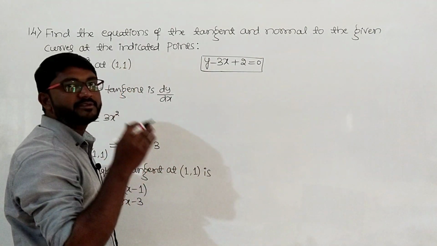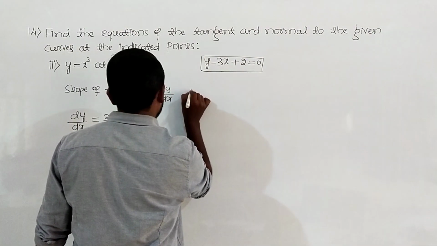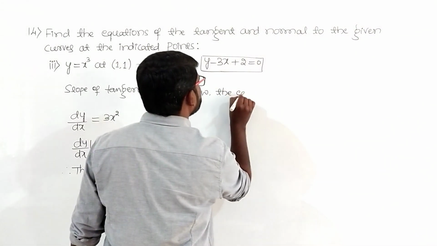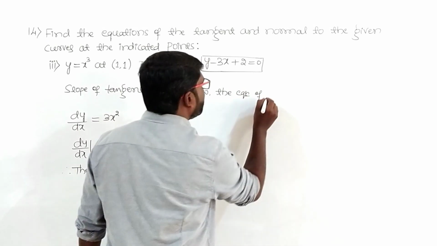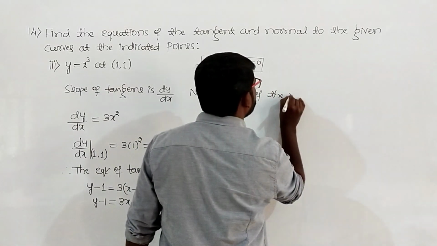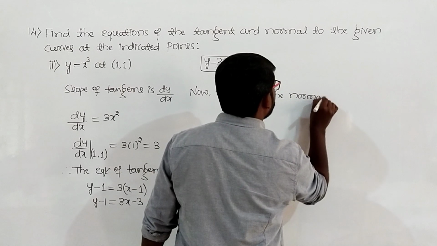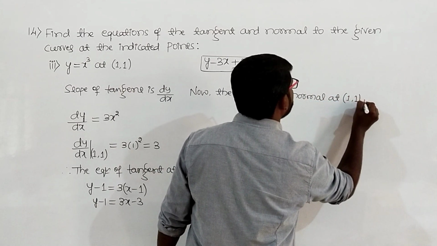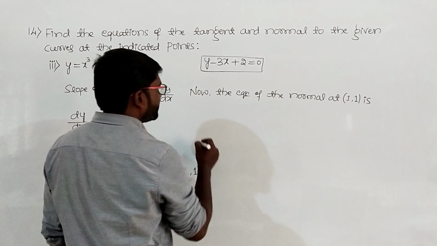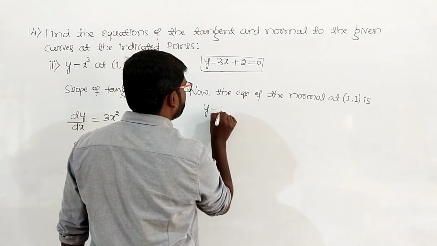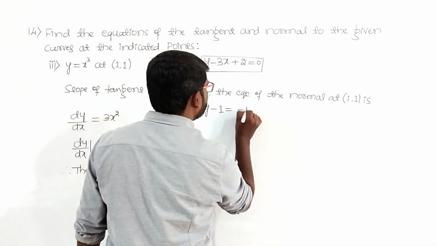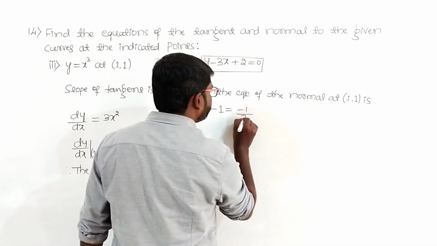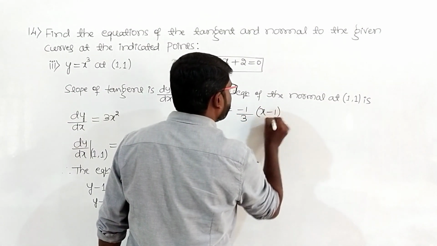This is the equation of the tangent at 1 comma 1. Next we will have to write the equation of the normal. So now the equation of the normal at 1 comma 1 is y minus y naught, it is 1, which is equal to minus 1 divided by f dash of x naught, minus 1 divided by 3, into x minus x naught, it is 1.